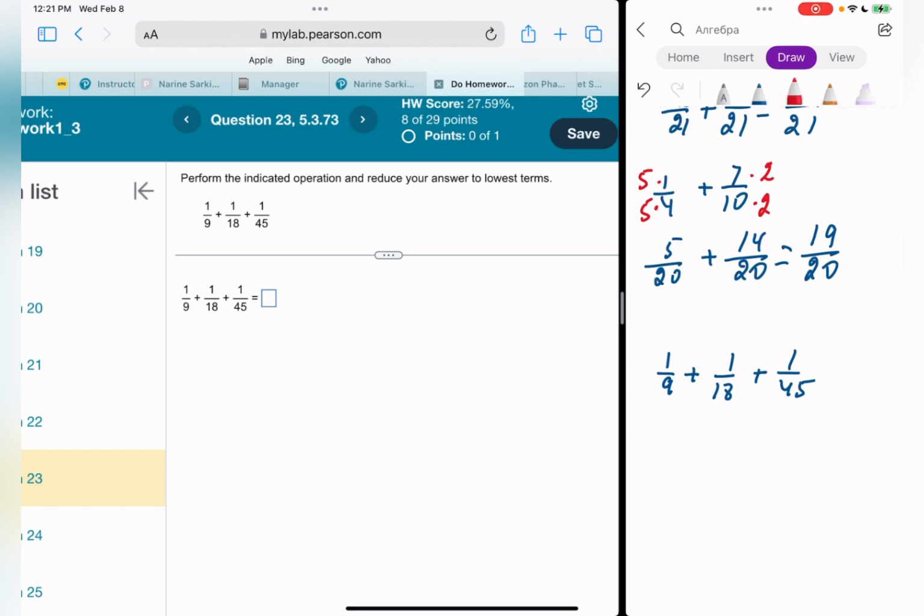So the common denominator is going to be 90, which means here I'm multiplying by 10. Here I'm multiplying by 5. And here I'm multiplying by 2. This is going to be 10 over 90 plus 5 over 90 plus 2 over 90. The denominator 90 stays the same. 10 plus 5 is 15, plus 2, 17. 17 over 90.